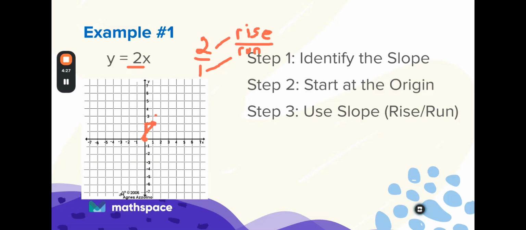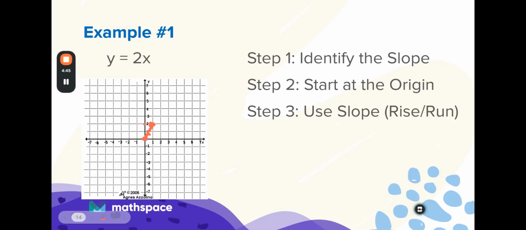I'm going to erase this so that we can see it a little bit better. And then I'm going to just plot my origin. I go up 2 spaces, 1, 2, and then I go to the right 1. And then this is where I would plot my next point, and then I've got my line. That's it. That's all I'm doing.